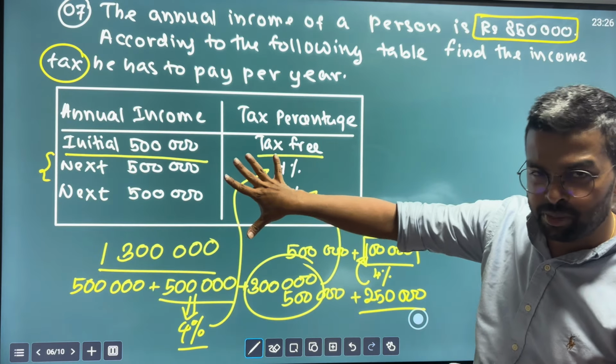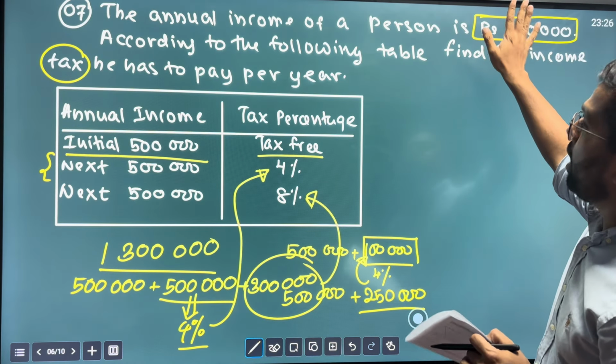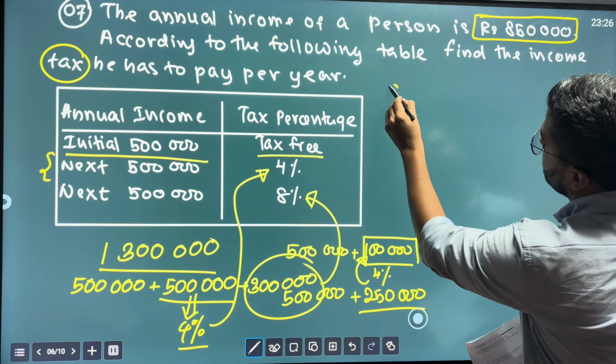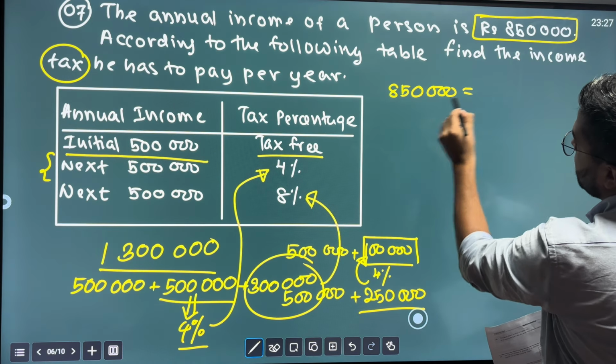This is the table which is in your textbook I guess, right. Okay, now let's move on to the question again. The annual income of the person is 850,000 rupees. Right, now 850,000 rupees, let's separate it.